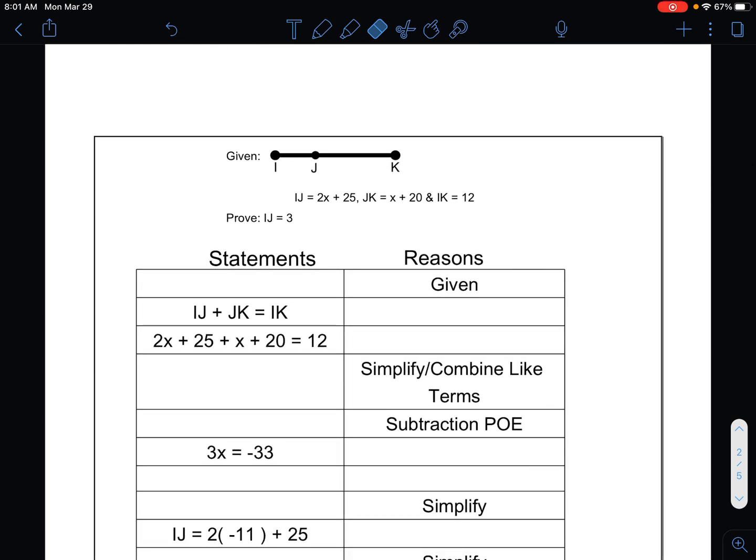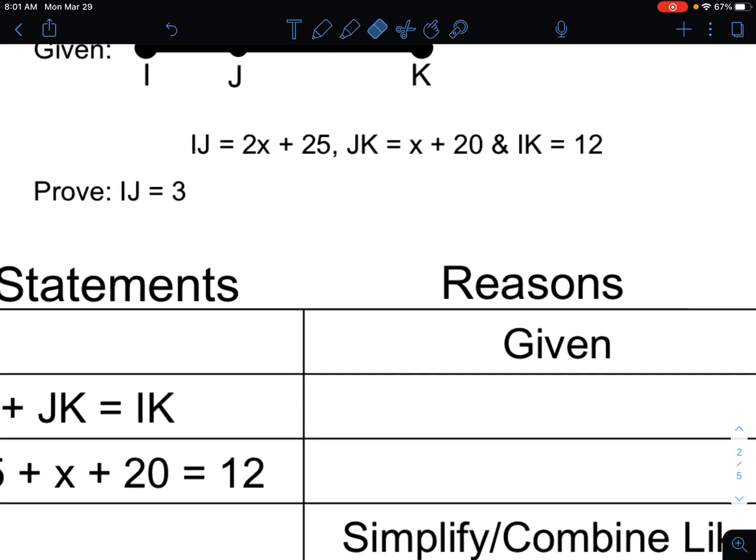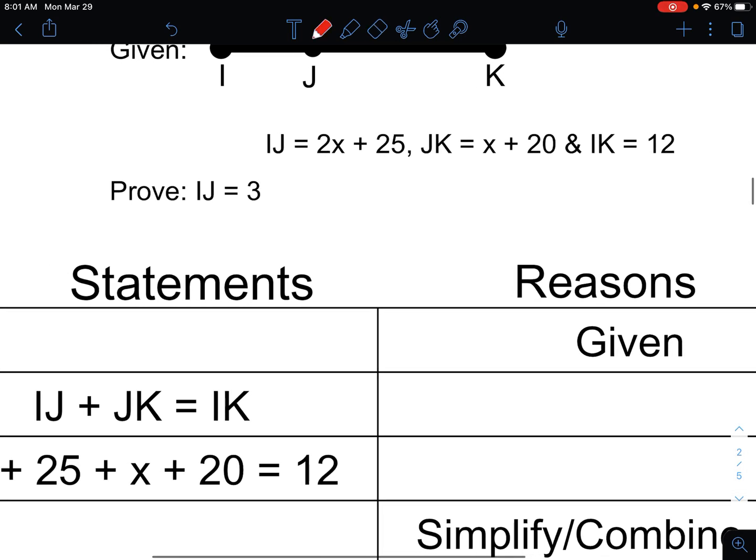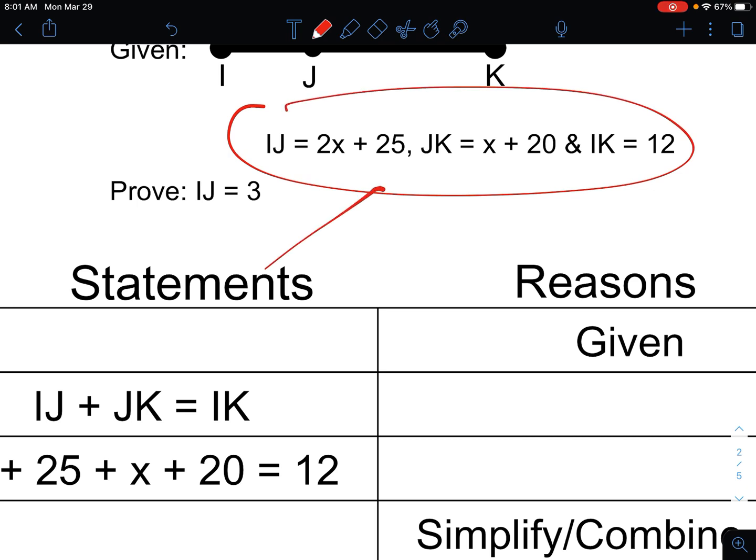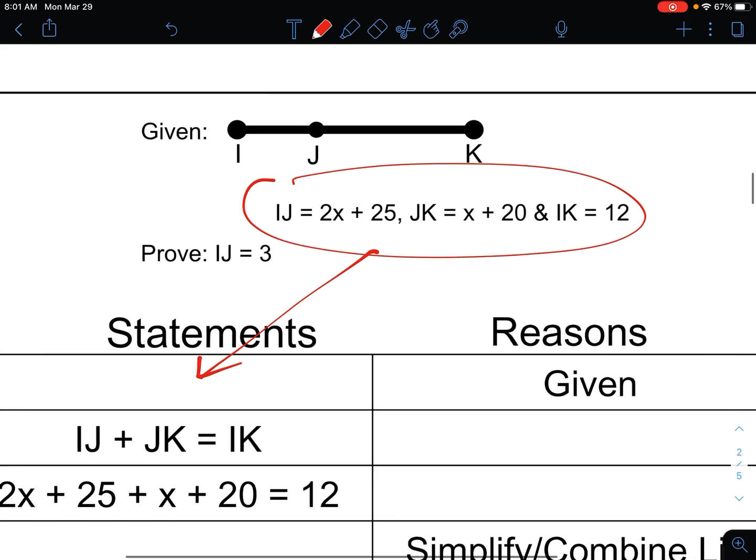So right here in this one, we have given a line segment, and they're giving us all this business right here, okay? So we're going to take this and write that in the statements. How do I know that? They gave it to us. All right. Well, what do we know?